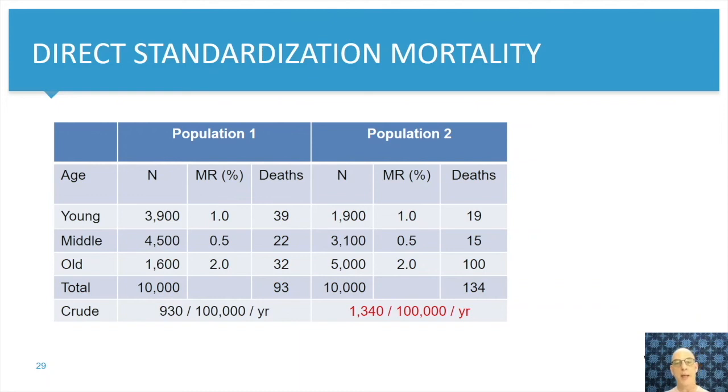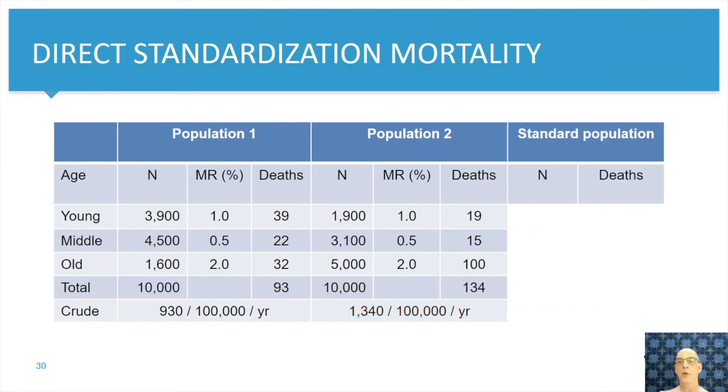To be able to compare these populations, we need some kind of benchmark, and that benchmark we call the standard population. And we can use anything as a standard population, completely fictitious, or another country, or the world population, whatever you want, as long as it is a well-defined population.